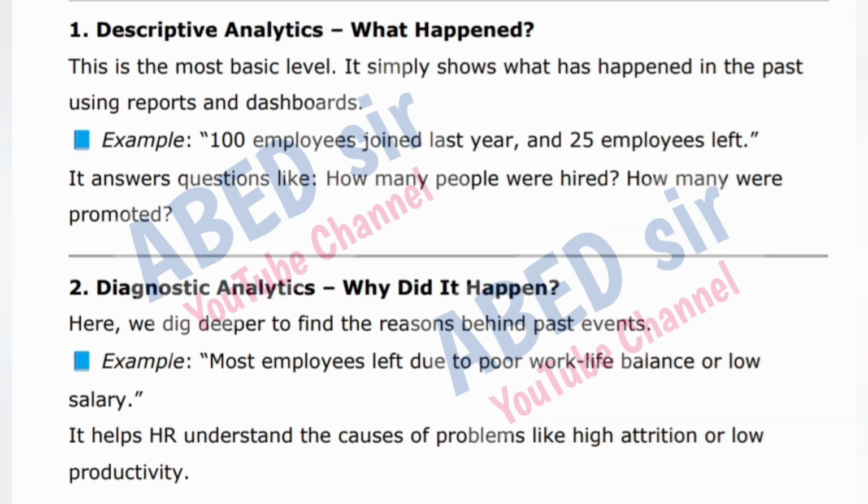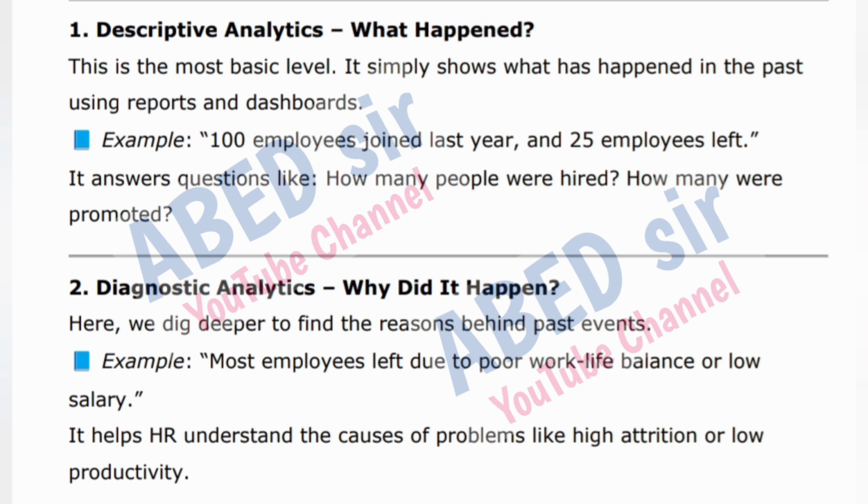1. Descriptive analytics. What happened? This is the most basic level. It simply shows what has happened in the past using reports and dashboards. Example, 100 employees joined last year and 25 employees left. It answers questions like, how many people were hired? How many were promoted?